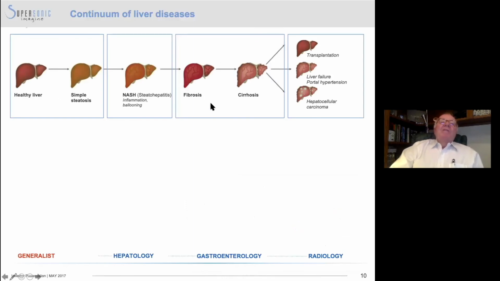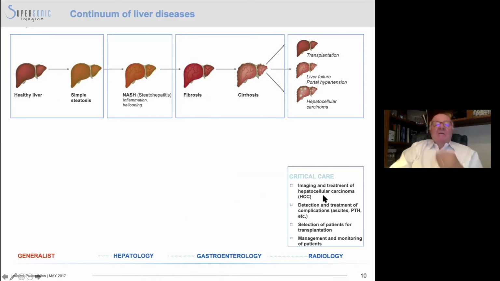And more than this, it is one of a liver issue. But as you can see, the continuum of liver diseases goes from healthy liver, steatotic liver, NASH, fibrosis, cirrhotic liver, and then the worst case leading to transplantation or liver failure, led by portal hypertension or HCC, hepatocellular carcinoma. This is typically the domain of a radiologist in here, being able to select patients for transplantation, manage and monitor patients.